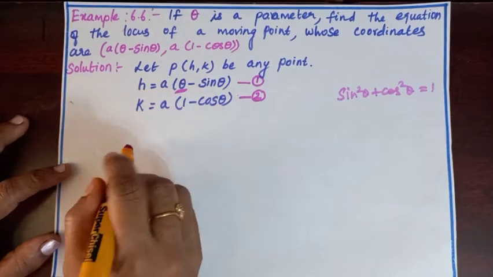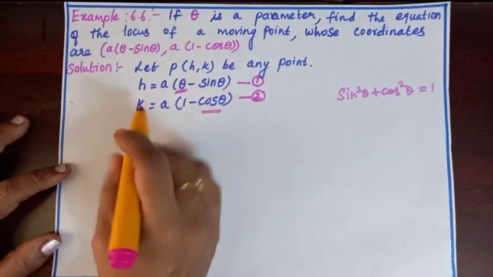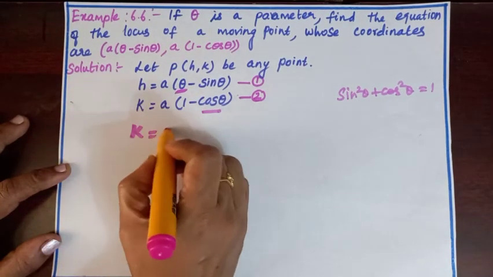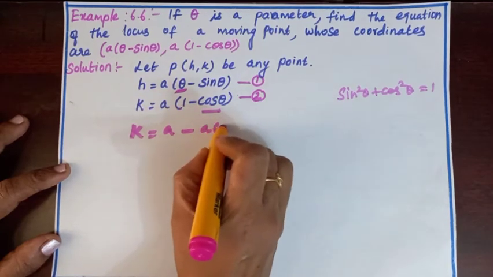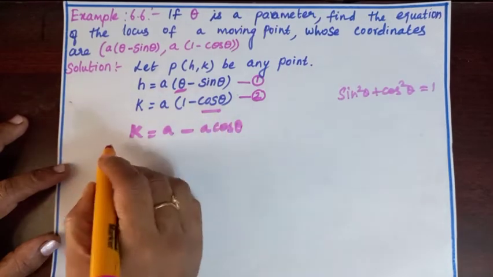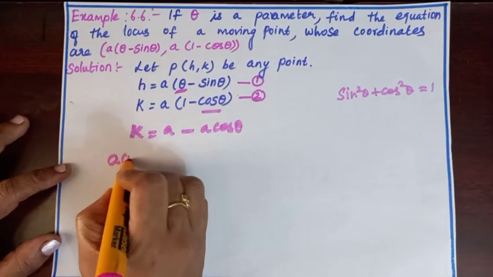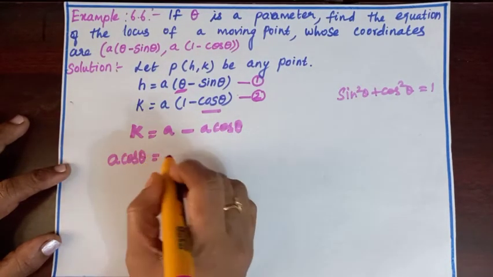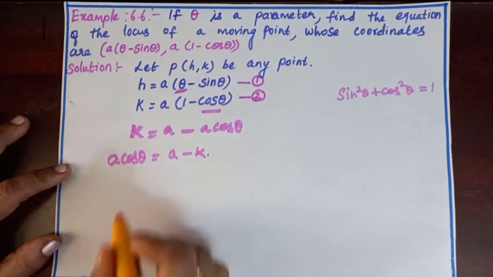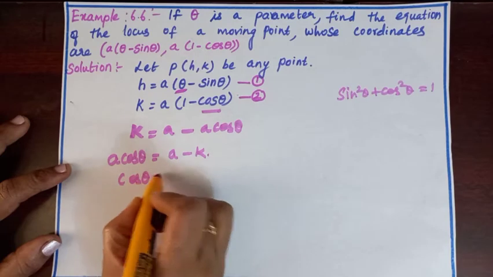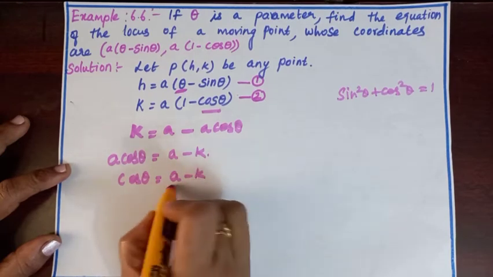From equation 2, I am going to find cos theta. k equal to a, I am going to multiply inside. a into 1 is a minus a cos theta. Bring a cos theta to the left hand side. It will become plus cos theta. a cos theta equal to a plus k will become minus k. Cos theta equal to a minus k by a.